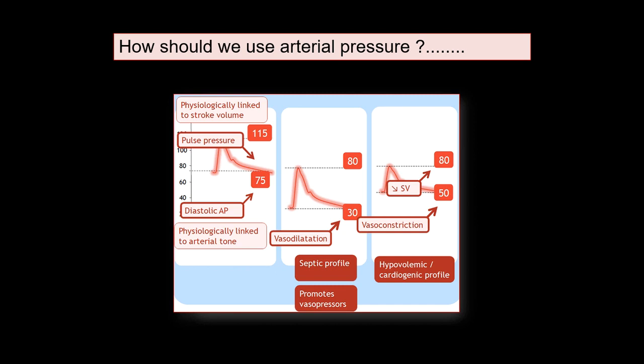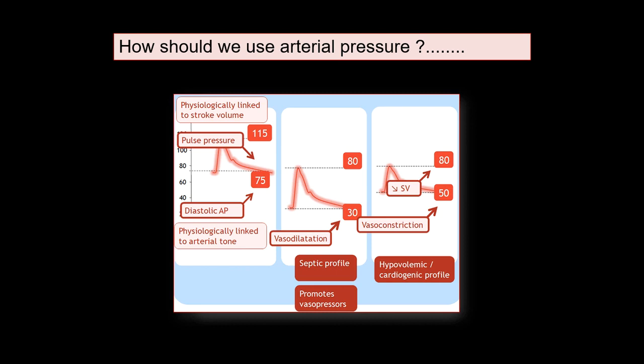In the same condition where systolic pressure is less, the patient is hypotensive. Look here, systolic pressure is 80, here also 80, but here the diastolic pressure is 30. It is because the arterial tone and vascular tone have gone down, vasodilatation is there, it could be a septic patient, and here we require vasopressors.